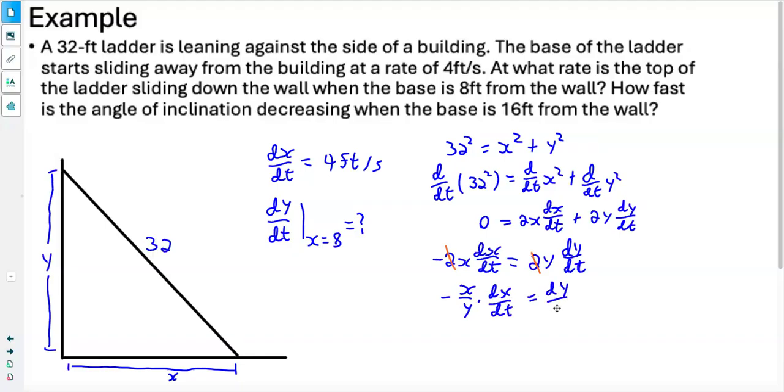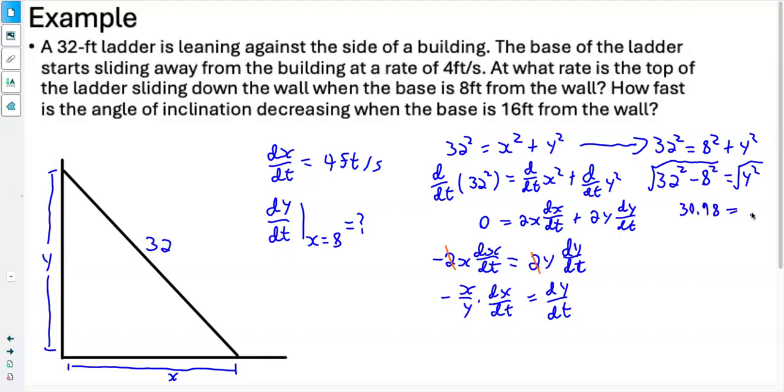equals dy/dt. Now, before we can solve for this, we have to actually figure out what our y value is when x is at that distance. So we will have to solve for that. So we've got 32 squared equals 8 squared plus y squared. So 32 squared minus 8 squared equals y squared. And then we'll take the square root of both sides, plug in our calculators, and we get 30.98 equals our y value.